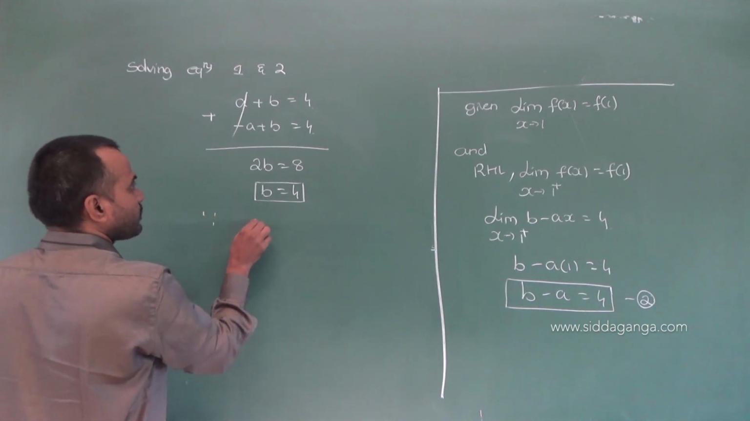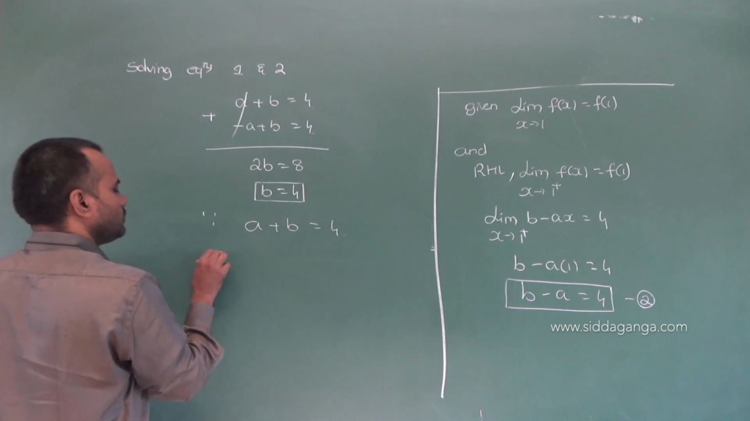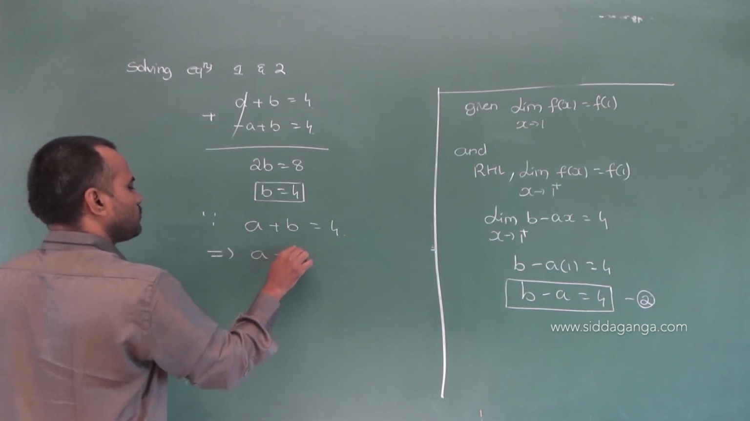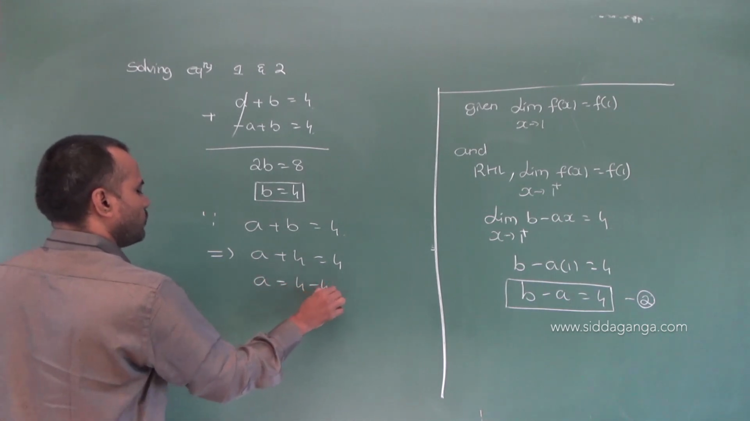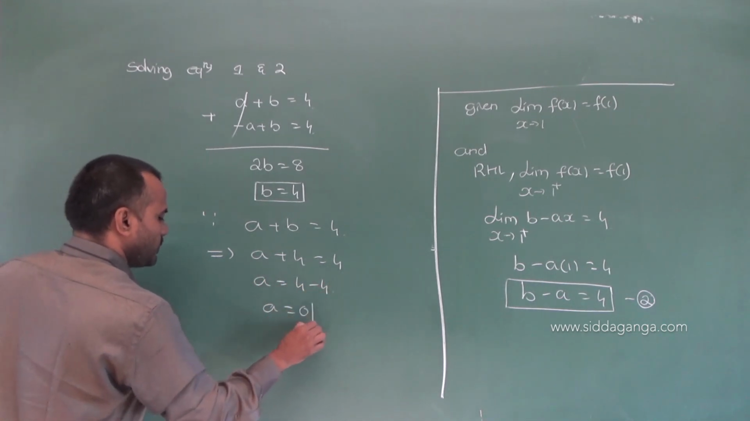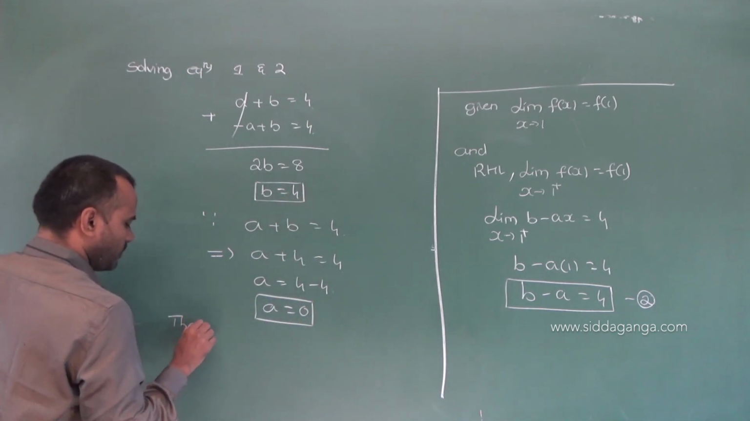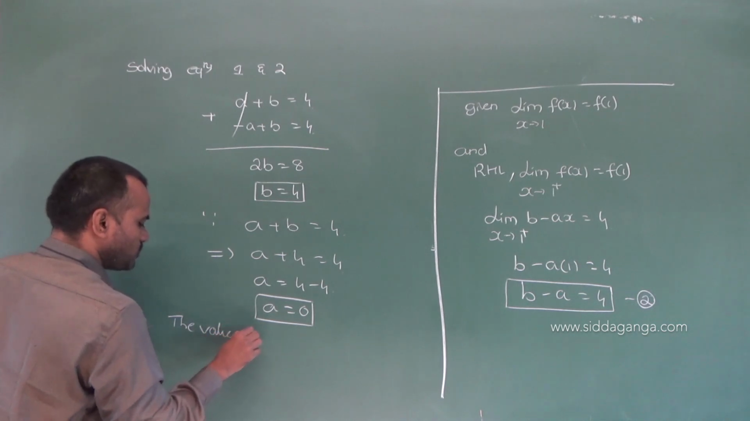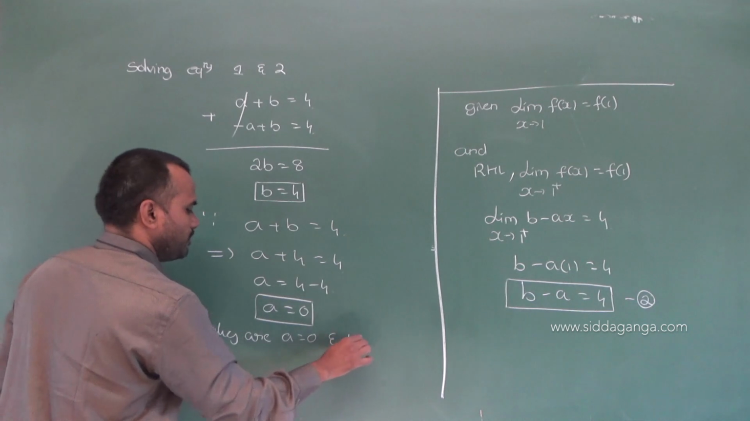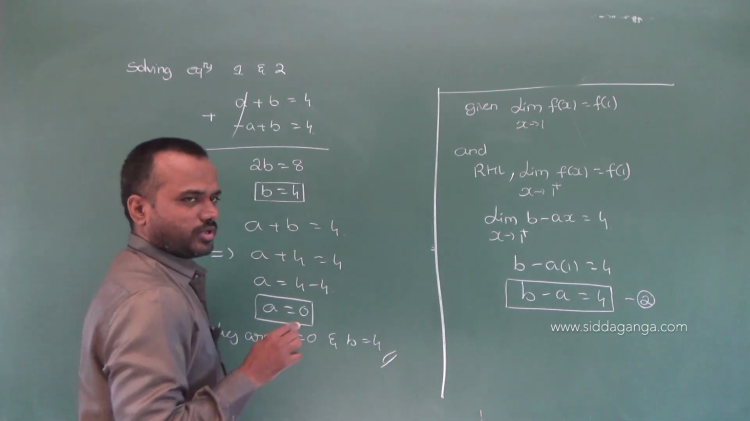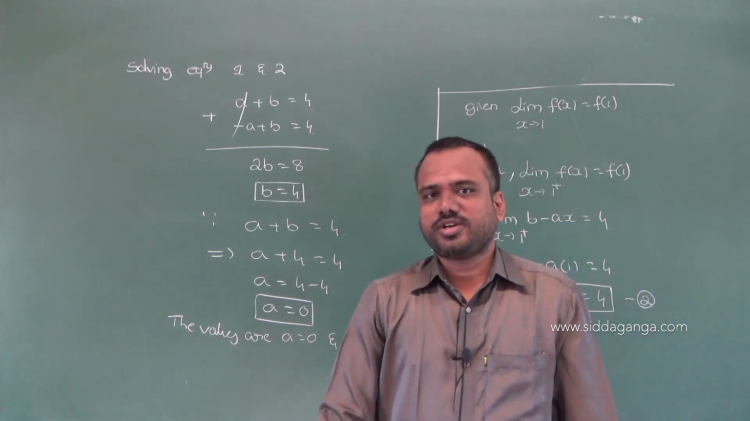Since a plus b is equal to 4, that implies a plus 4 is equal to 4. a is equal to 4 minus 4, a is equal to 0. The values are a is equal to 0 and b is equal to 4.